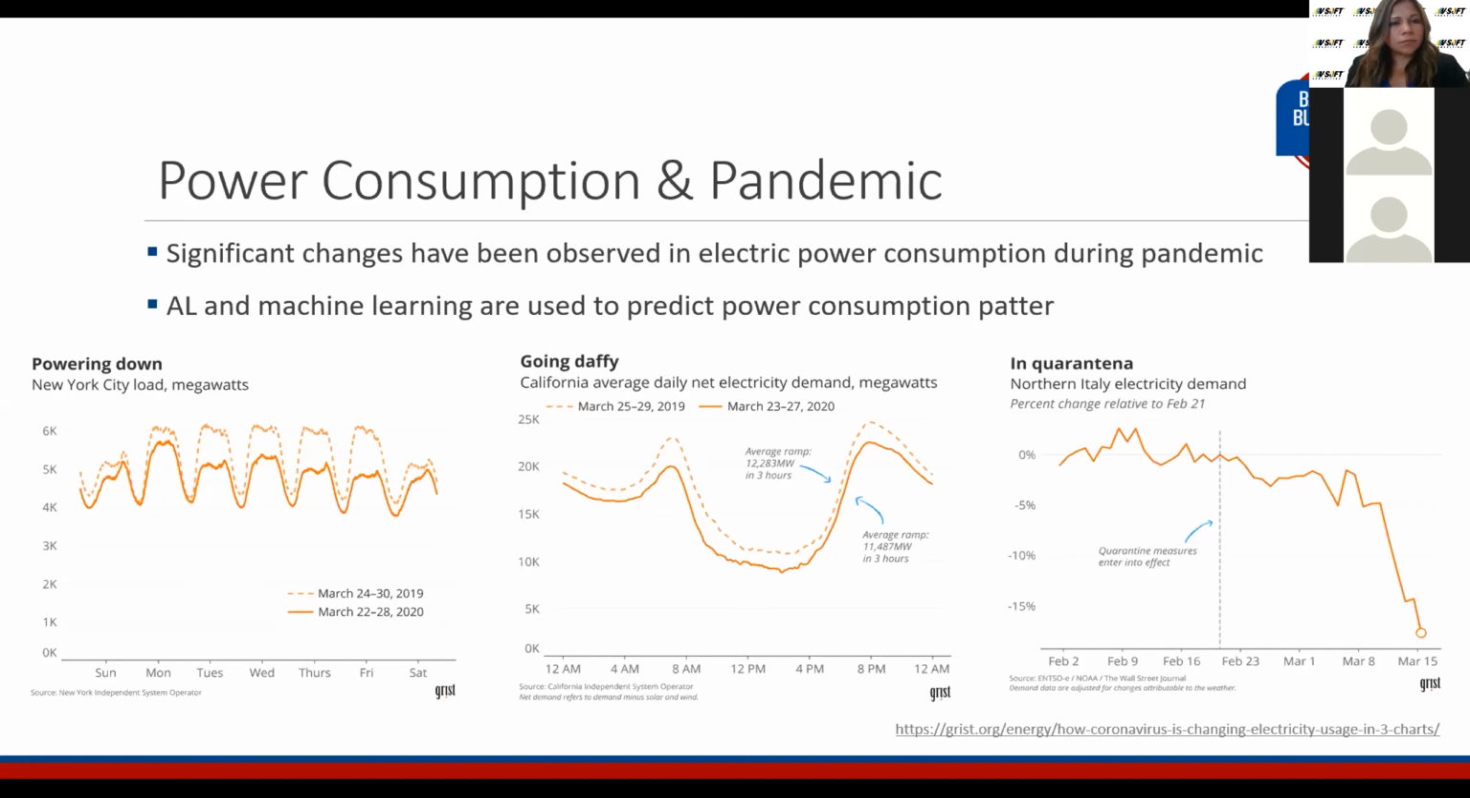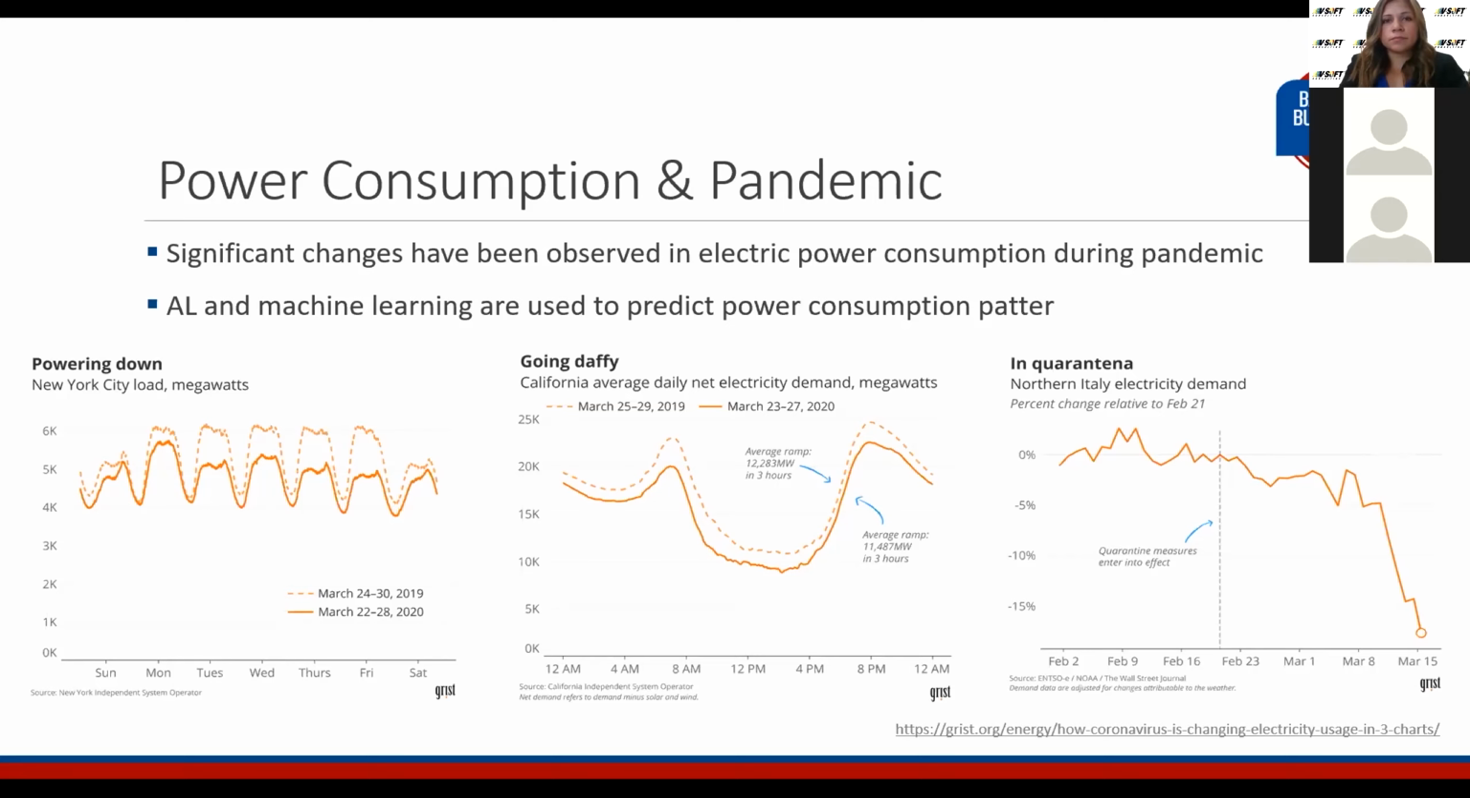So on the left side figure, you see power consumption for New York City for March 22nd, 2019, and March 22 to 28, 2020. You see the big difference in consumption pattern. The same thing for California. The middle figure is showing the California power consumption. And the right figure shows Italy. You see the power consumption is changing drastically. Not only the amount of consumption, but also the ramp rate. Ramp rate means the rate of increase or decrease in power consumption. These are very critical for the power grid.